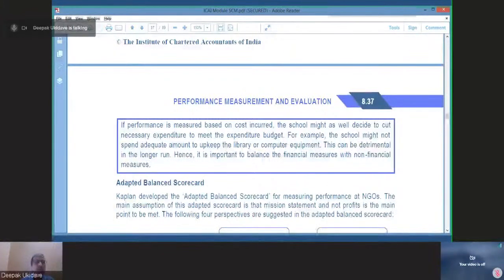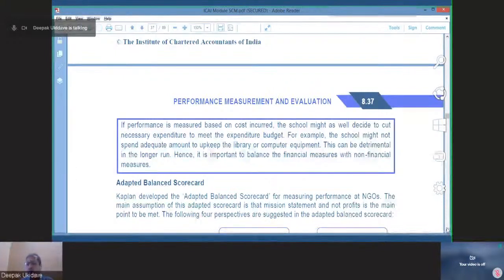There is one more model which is worked out, which is the adapted balanced scorecard for not-for-profit organizations. I had explained to you the balanced scorecard model by Kaplan and Norton day before yesterday, and there we had learned various perspectives: financial perspective, then internal business process perspective, then customer perspective, and the fourth one was learning and growth perspective. So all four perspectives are very important. Apart from the financial perspective, the other three perspectives are more important in case of a not-for-profit organization.